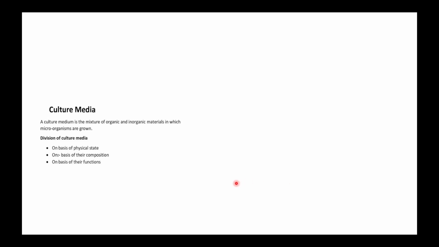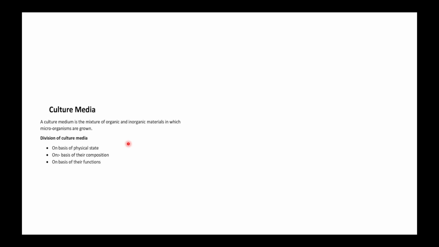Now, how to really grow microbial organisms? For that, we need to provide them with sufficient nutrients and sufficient environmental conditions so that they get the appropriate nutrients for their own growth. That is what we call a growth medium or a culture medium, wherein we culture the microbial cells. A culture medium is the mixture of organic and inorganic materials in which microbes are grown.